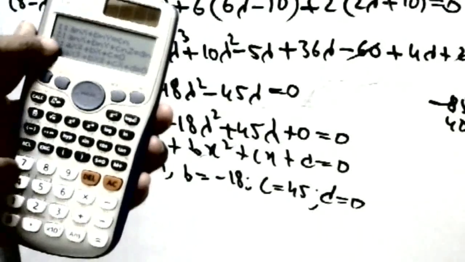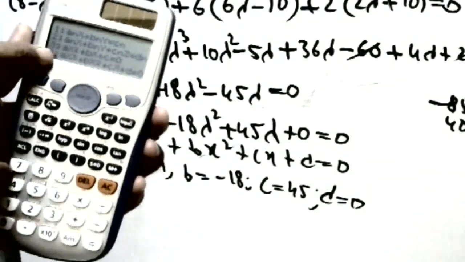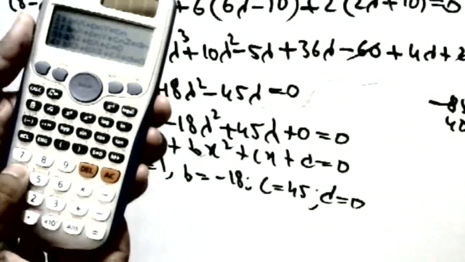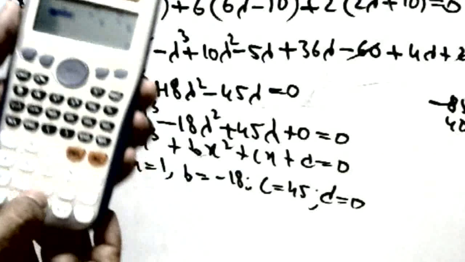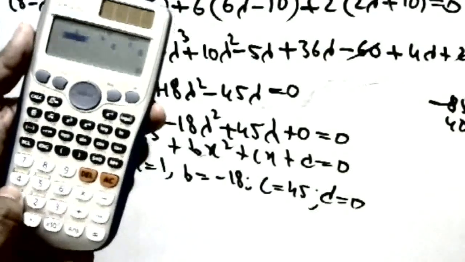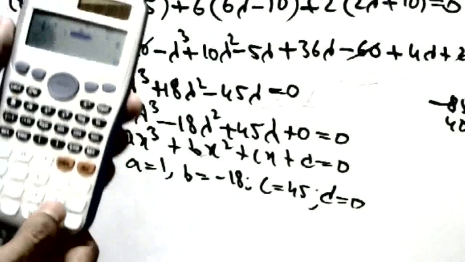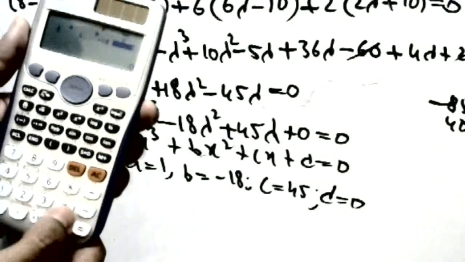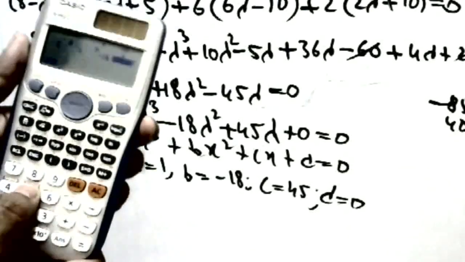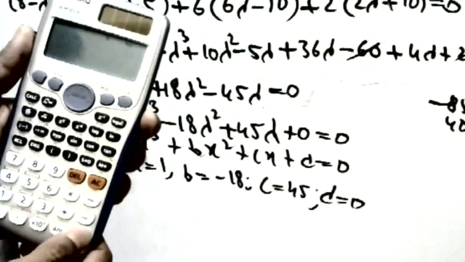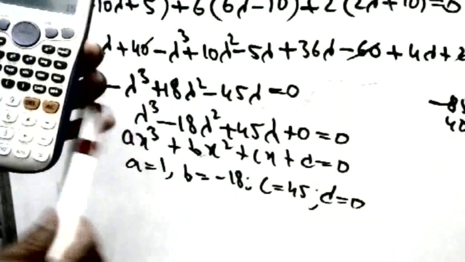Here the first one is two variable equation. Second one is three variable equation. Third is quadratic and fourth is cubic. So we have to take the fourth one. So press number four. Now we have to enter the values. A is one. So let me first enter one, equals, B is minus 18, equals, C is 45, equals, D is 0. So we'll get the values.